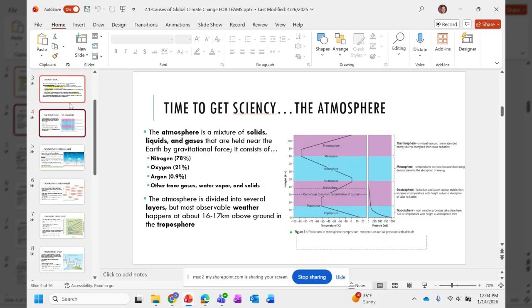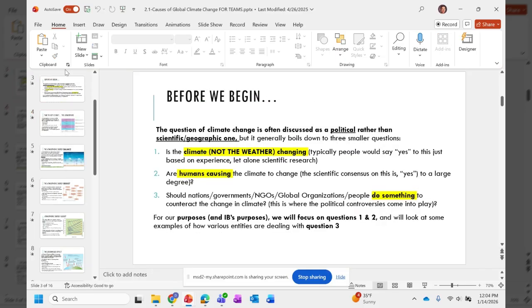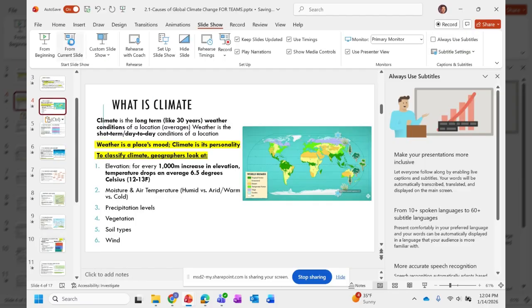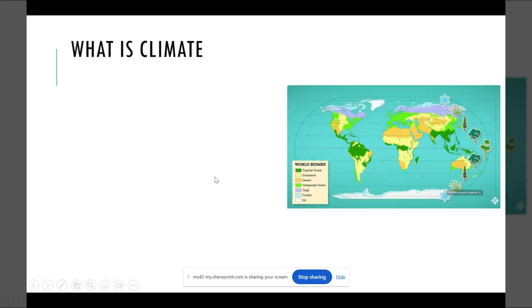So this is available on Teams. There's a Teams version of this slideshow, and you can go find it in the general channel, or what used to be the general channel, the class materials channel, and go to the class materials folder, and it's in unit 2. So I'm just going to give you an overview.